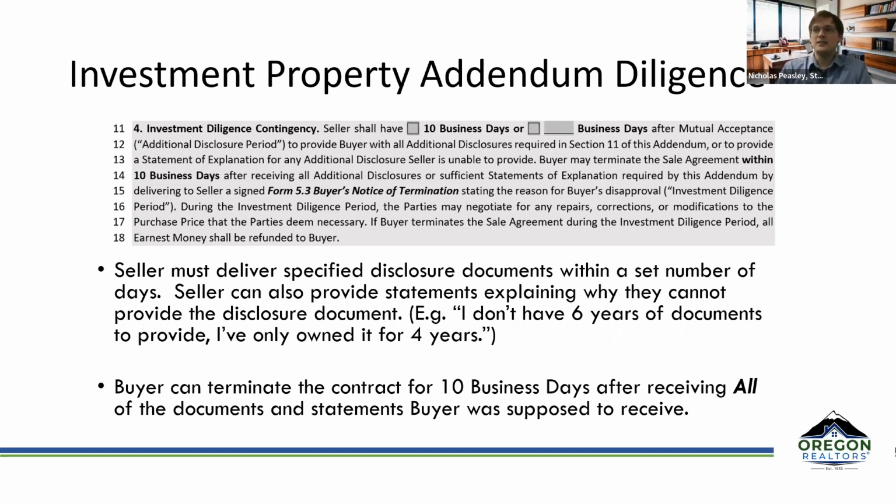At any time when the buyer has received all these documents, the additional disclosure documents, the buyer gets 10 days to review them and to review the sufficiency of the statements of explanation. And then during that time frame, that 10-day period, the buyer can terminate. So you've given them all the documents you're supposed to, the copies of the leases, the tax statements, the profit and loss, that kind of stuff. The buyer gets their 10 days to look it over, and if they don't like it, they can terminate with Form 5.3, which is the notice of termination. They can just go straight termination and say, this is not working out for me. I disapprove. I wish to terminate.